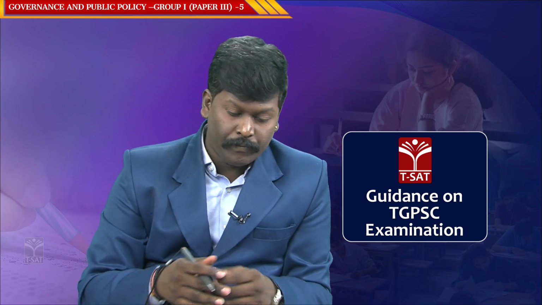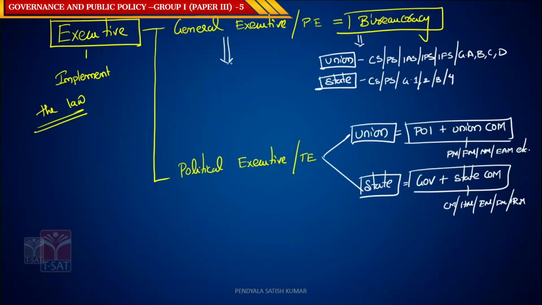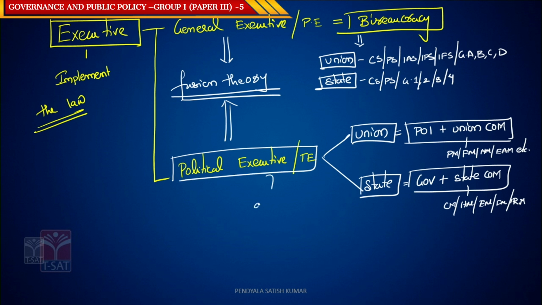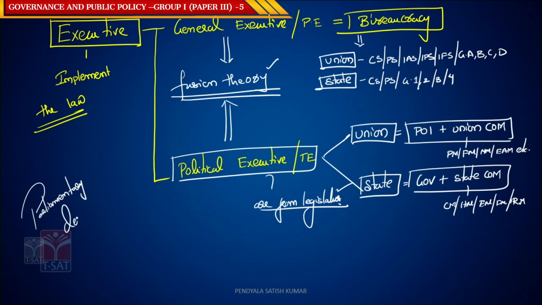In India, both the general executive and the political executive work together. This is called fusion theory. All the members of the political executive are from the legislature. Why? In India we have fusion theory and all the members are from the legislature because India follows something called parliamentary democracy. Remember this.